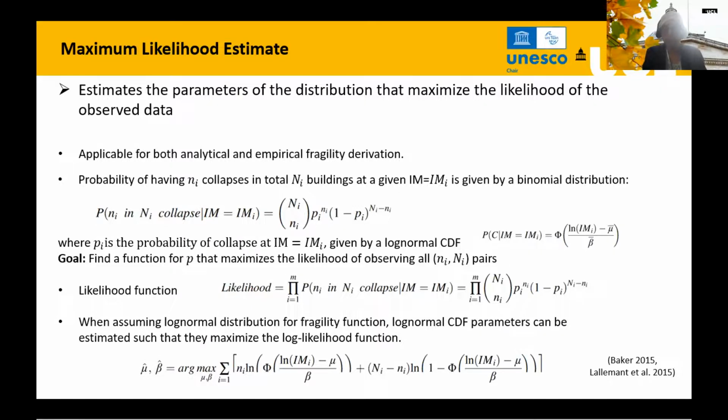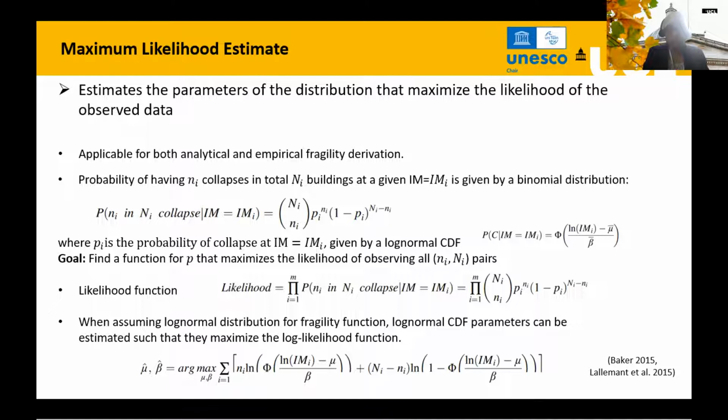So instead of directly calculating the sample mean and the variance, we would now assume a certain distribution. In this case, it is possible to do it for both analytical and empirical methods, so it doesn't depend on whether you have all the points available. What we are trying to do is maximize the likelihood of our fragility function defining the data points that we obtained. So if you see the number of collapses, that is the small ni, in a total number of capital Ni buildings, that would follow a binomial distribution.